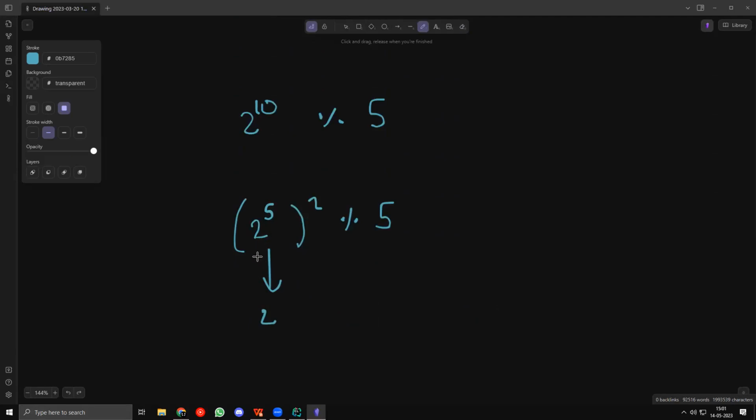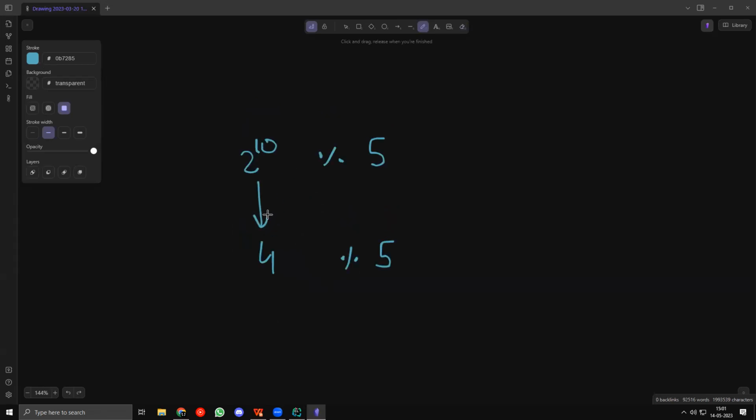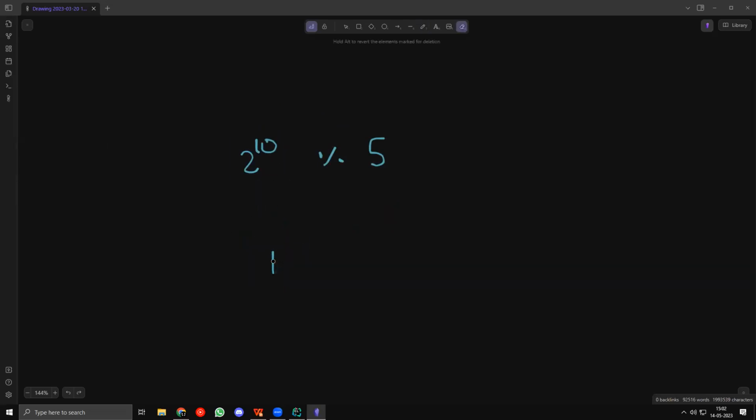Now we are taking 2 to the power of 5 squared. But we know that 2 to the power of 5 modulo 5 is just 2. So I'm going to substitute 2 for 2 to the power of 5. Now if I take 2 squared modulo 5, that's again 4 modulo 5, right? And now for 2 to the power of 10, I went to 2 to the power of 5 over here, and I know that 2 to the power of 5 is just 4. So I'll take this squared. Okay, one second.